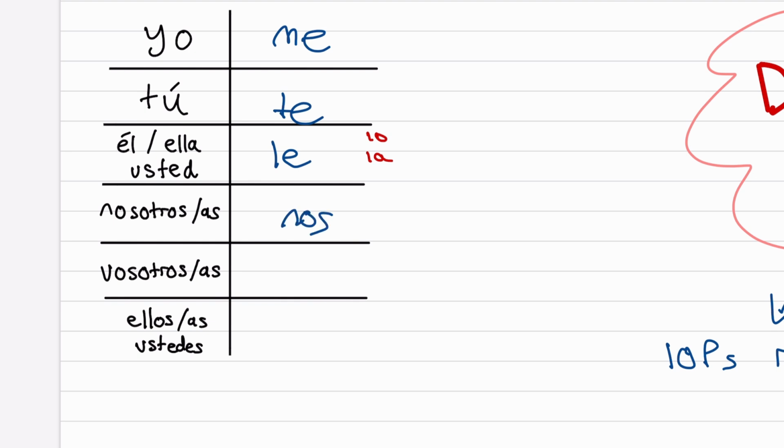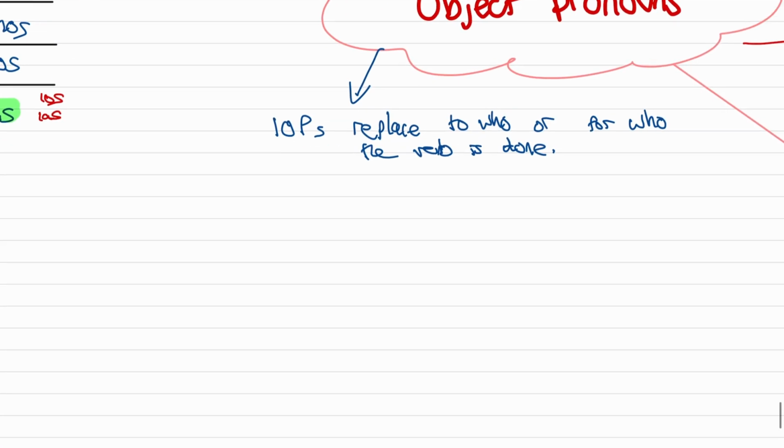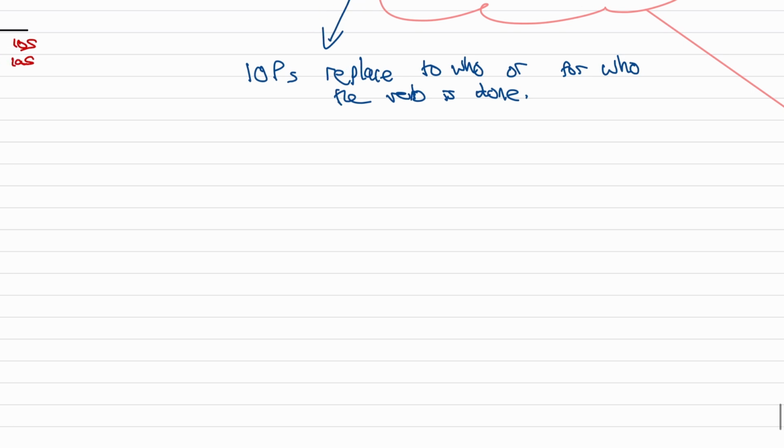Nos and os is the same. And here we have les. And if you recall the direct ones, we have los and las. So the main difference again is le and les, and these are the most common ones as well. So let's practice with an example.